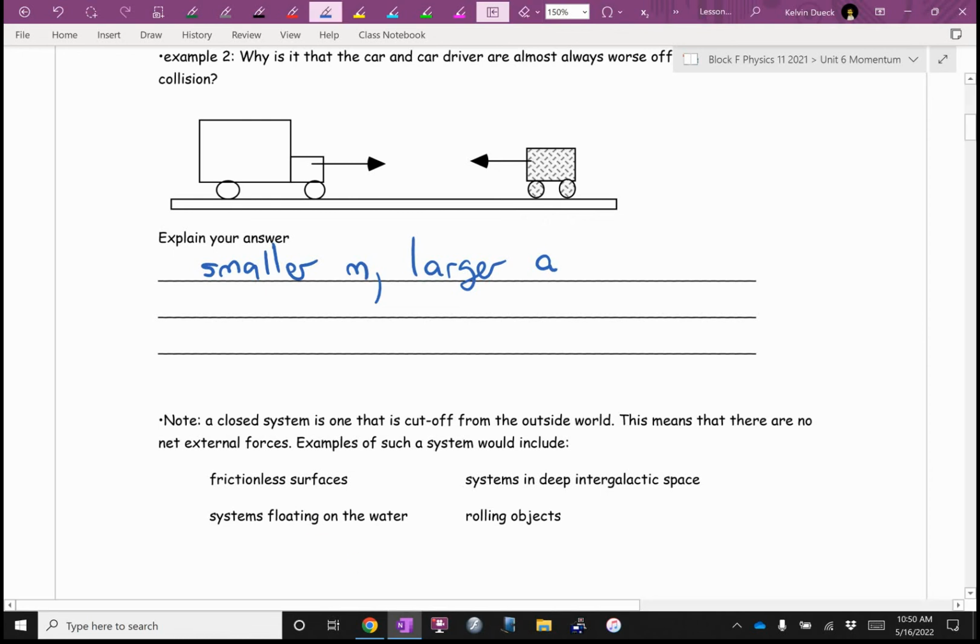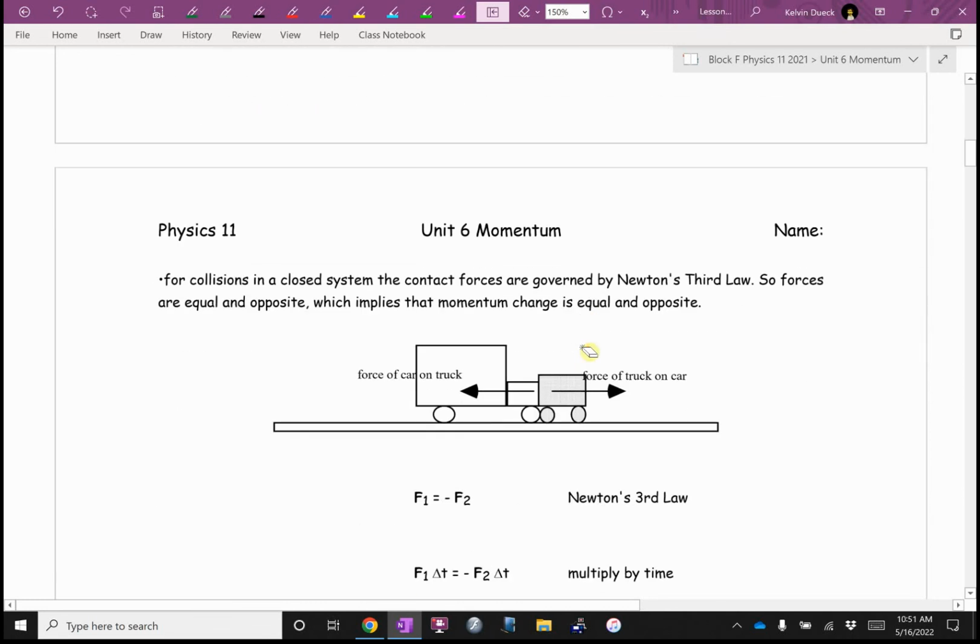Systems floating on the water. Water is nearly frictionless. And objects that are rolling. You do not need to memorize these closed systems. These are just some examples to get you thinking. Mika, you good? Good.